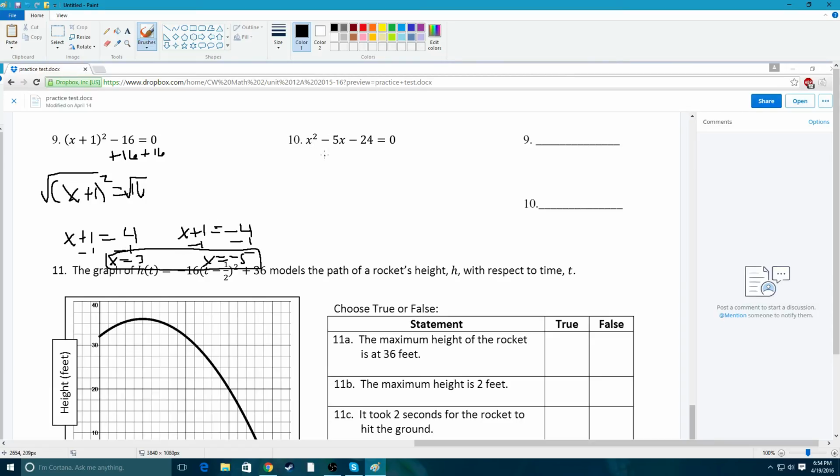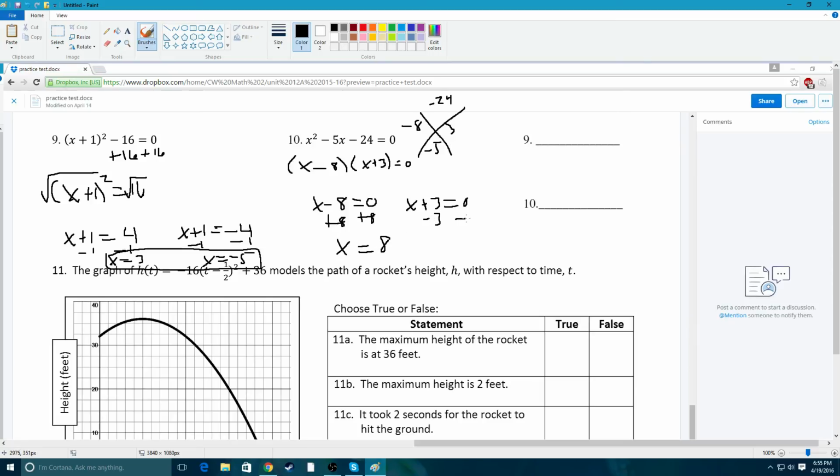For 10, I'm just going to use extreme x factor. So negative 24 goes on top, negative 5 on bottom. That looks like a negative 8 and a positive 3. So I get (x - 8) and (x + 3). That means either x - 8 = 0 or x + 3 = 0. So when you add 8 to both sides, you get x = 8. And subtracting 3 gives you x = -3.